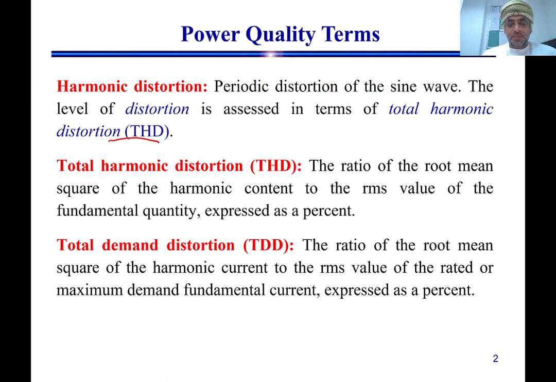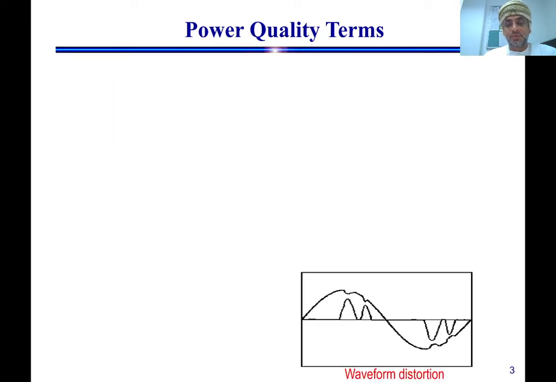Total demand distortion, we have also already derived a formula for that previously. It is the ratio of the root mean square of the harmonic content to the root mean square value of the rated or maximum demand fundamental current. So in the total harmonic distortion, we are dividing by the fundamental current. Over here, we are dividing by the maximum demand current. Of course, we are going to solve problems later on related to total harmonic distortion and total demand distortion, inshallah.